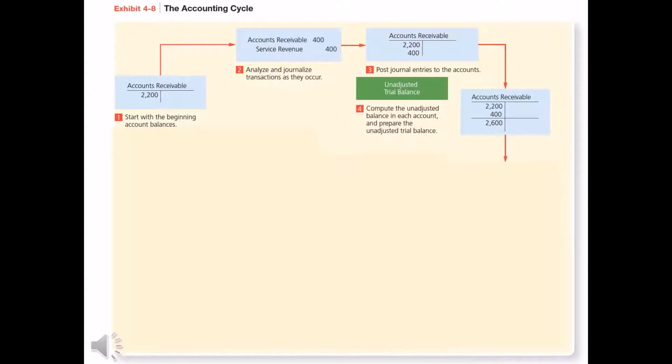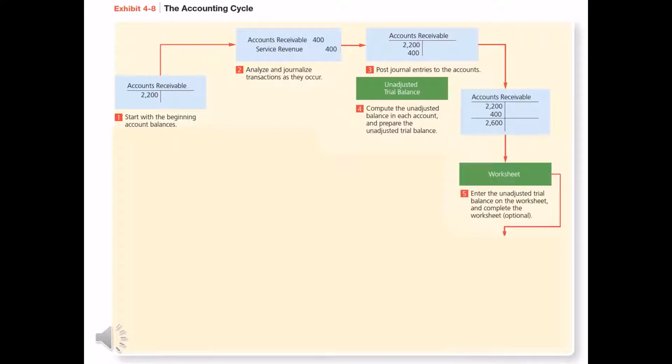We need to be able to keep track of the balances in our general ledger accounts. We've previously used a general ledger form that allows us to keep track of a cumulative balance in that account. If we're using T accounts, we just need to take time to calculate that account balance. At the end of a period, we are going to create a worksheet that has all of our unadjusted balances in the first column called the unadjusted trial balance.